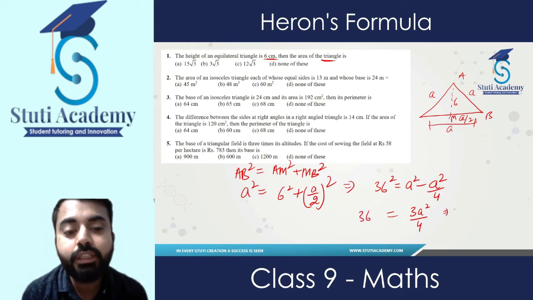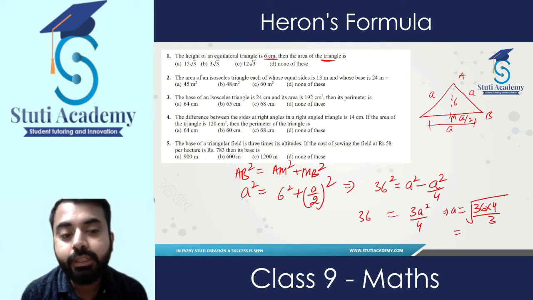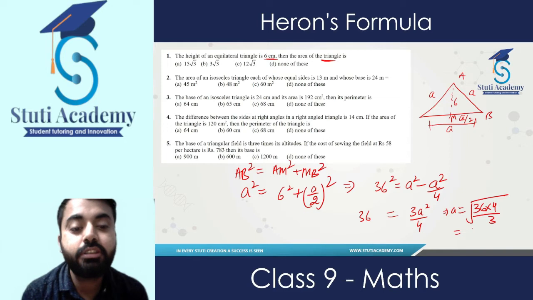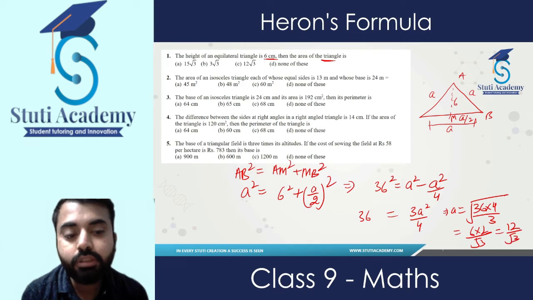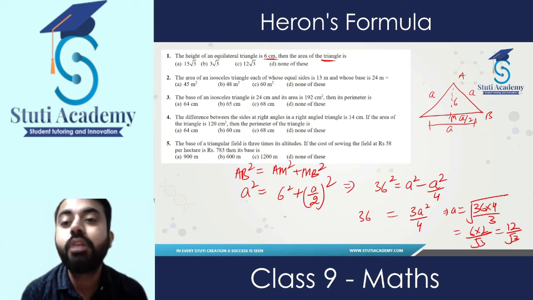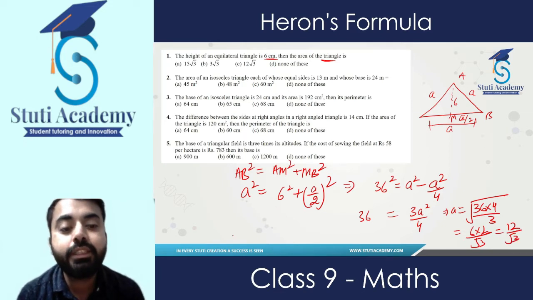So the value of a is what? It will be, let's see, 36 into 4 by 3, square root of everything. Square root of 36 is 6, into 2 over square root 3. So I get 12 by square root 3, right? Now I have to find its area.